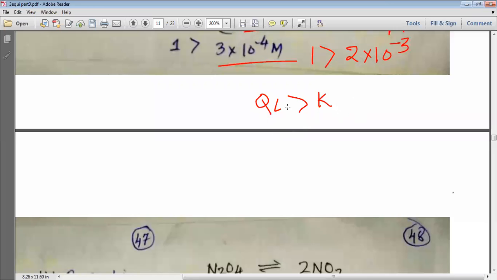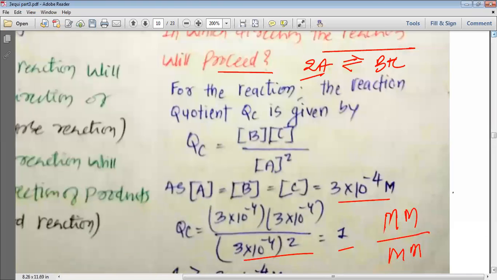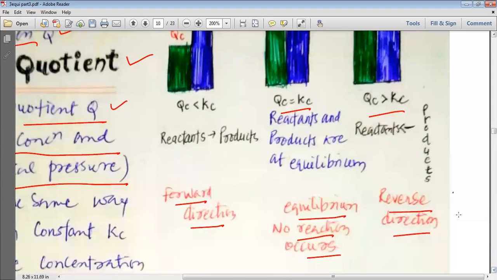As the value of Qc is greater than the value of Kc, what we understand is that the reaction will go in the, can you tell me in what direction the reaction will go? Here the value of Qc is greater than Kc. In what direction should it go? Dear students, I am asking you, the value of Qc is greater than Kc. In what direction should the reaction go?